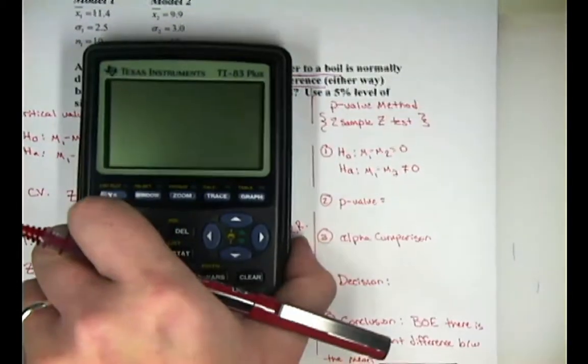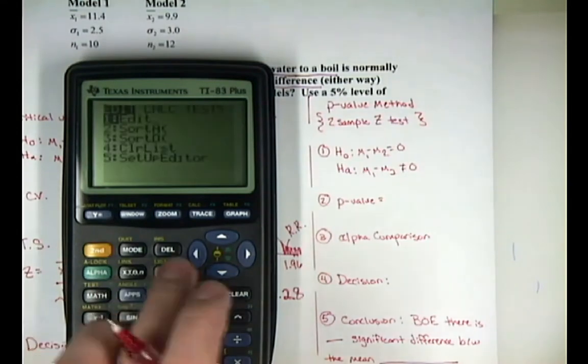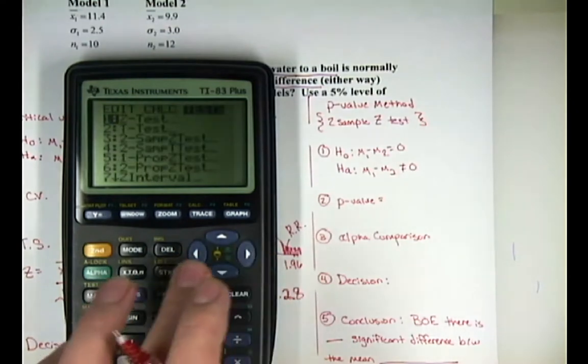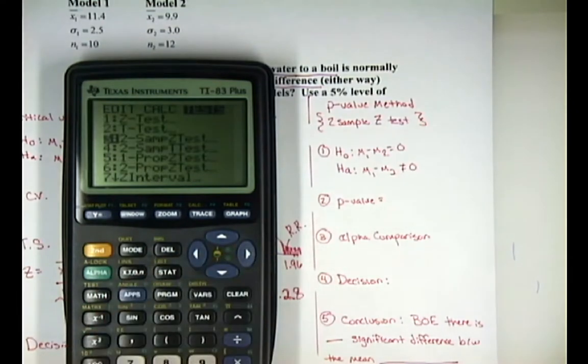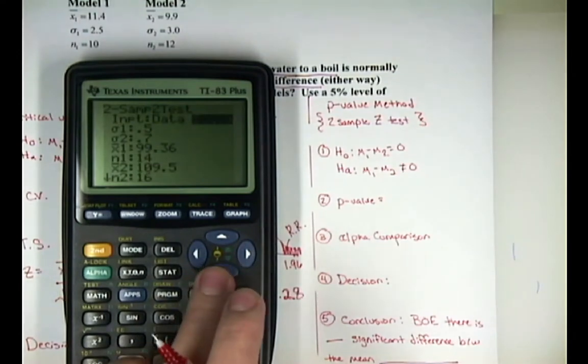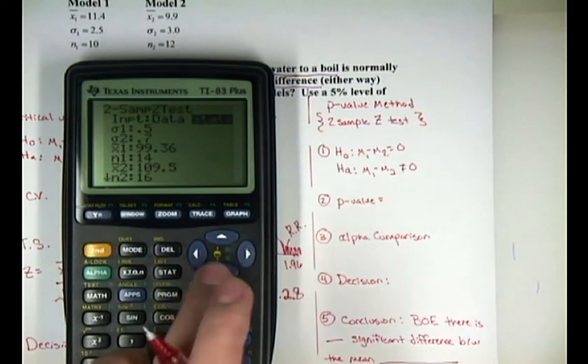So now I have to get out my calculator. Sorry, trying to get your lighting better. Turn it on, of course. We need to go to the stat menu. We're going to go over to test and down to two-sample z-test. I'm going to be using statistics rather than raw data, so make sure that the stats is selected.